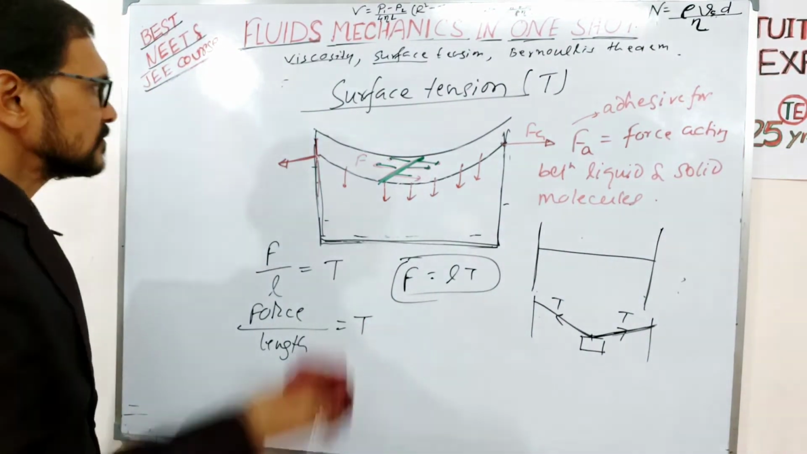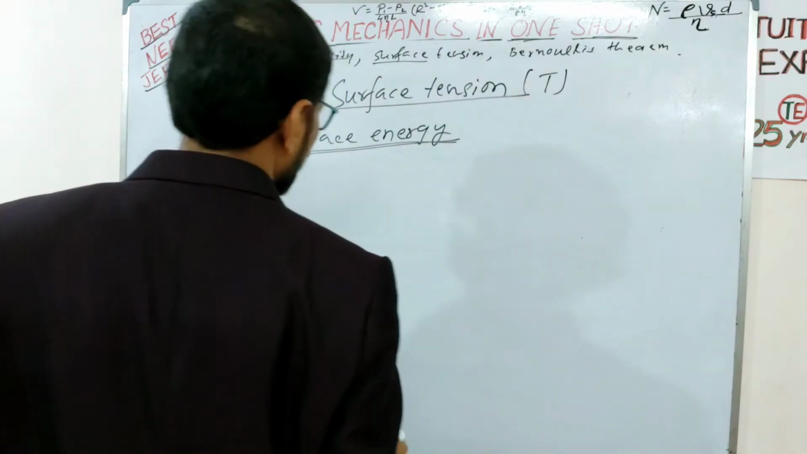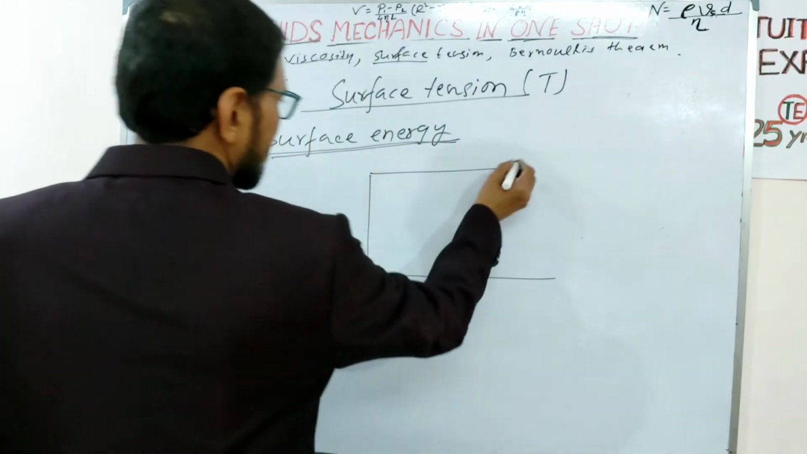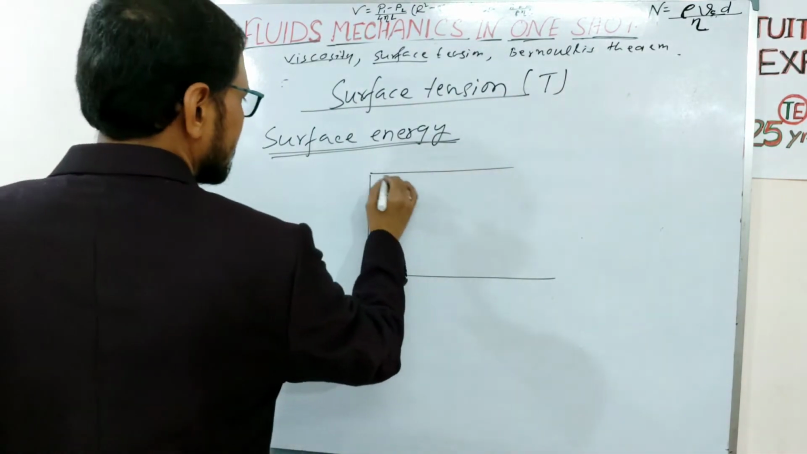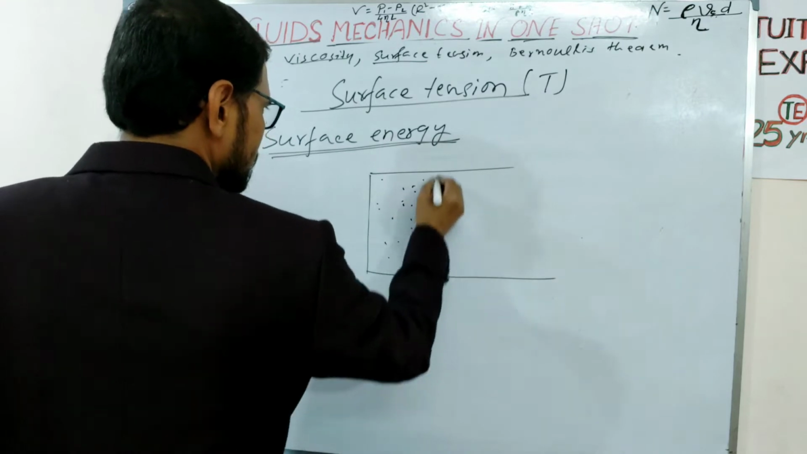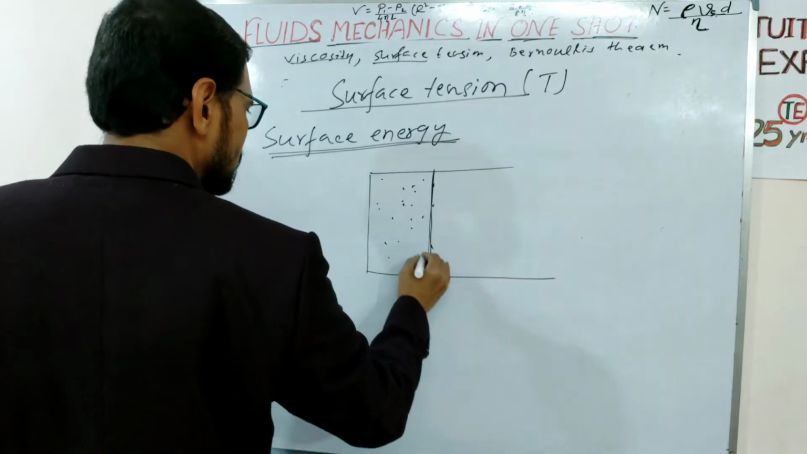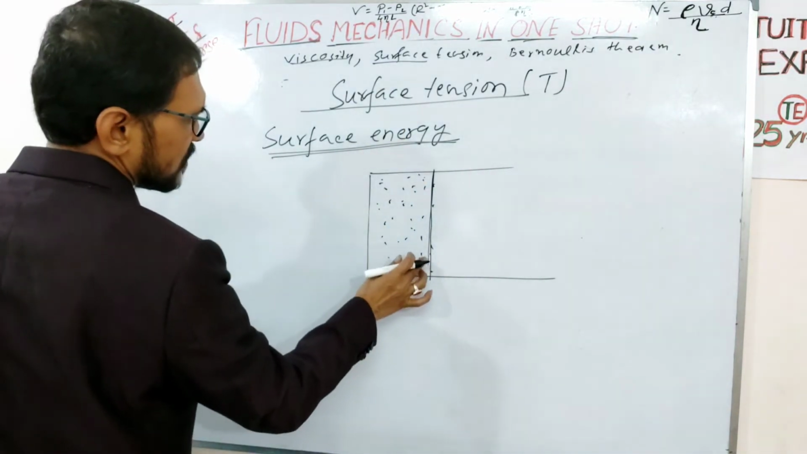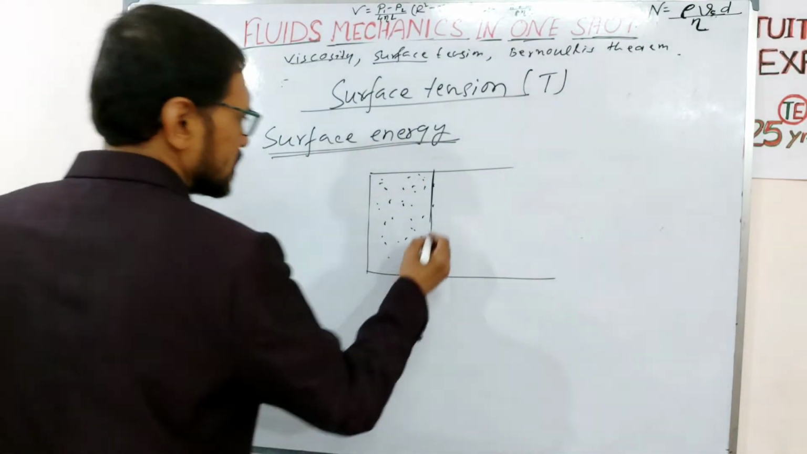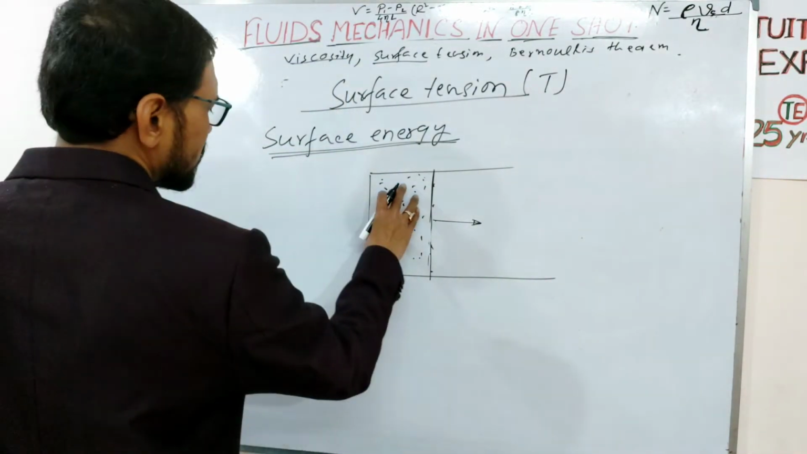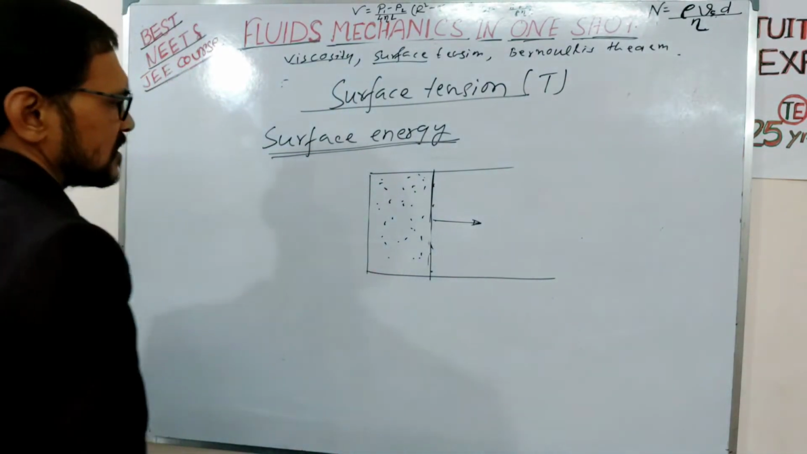What is the surface energy? Work done. Suppose this is a frame, an iron frame, and a liquid layer is present, enclosed by a string. Now the string is pulled in this direction, so the surface area is increased.